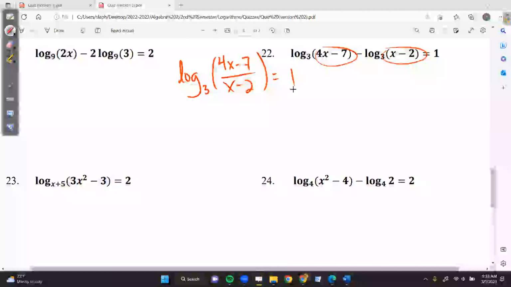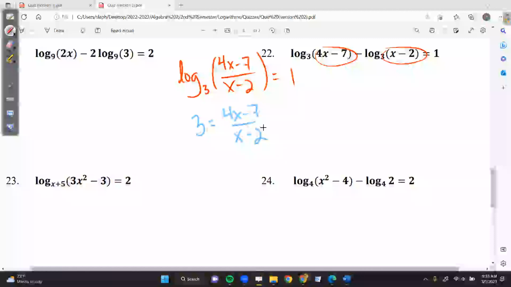What's next? Hit it with the cycle, the conversion. A college professor would say, what is this water cycle? It's called converting it to an exponential equation. I don't know where. So you call it whatever you like. We're switching it over to the good kind. So I'm going to take the base 3, and I'm going to raise it up to the power of 1, and 3 to the 1st is 3. So I'm going to say 3 equals the argument, 4x minus 7 over x minus 2. And now all logarithms are gone, and it's just back to regular algebra.